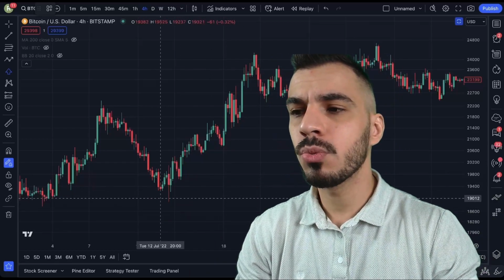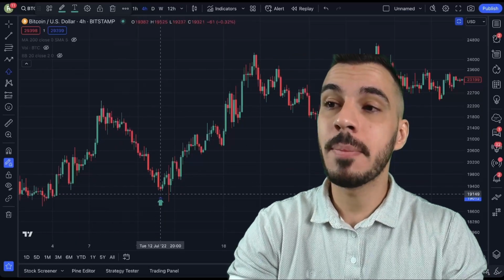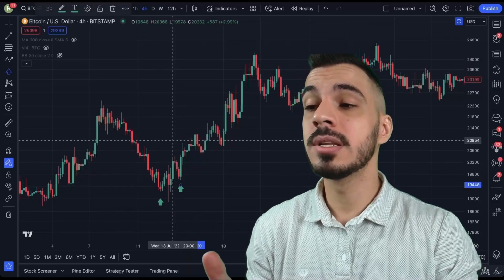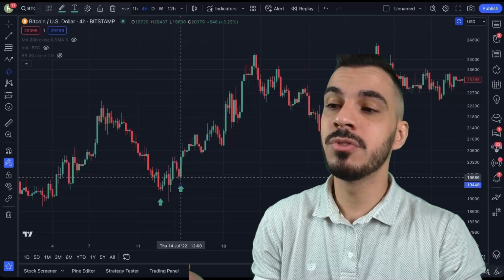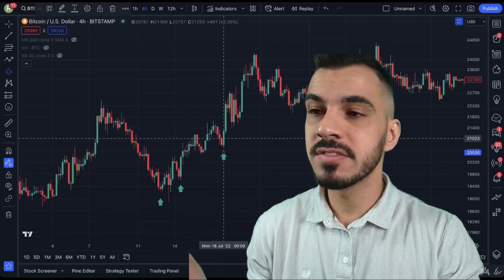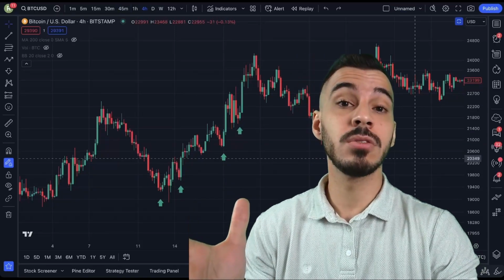Here you can see that we had one exactly at the end of this downtrend and at the beginning of this big bull trend right here. There it is, another one signaling for us that this corrective movement right here is over. Another one showing that this corrective movement is over. Another one, same thing. Now let's look for bearish ones.